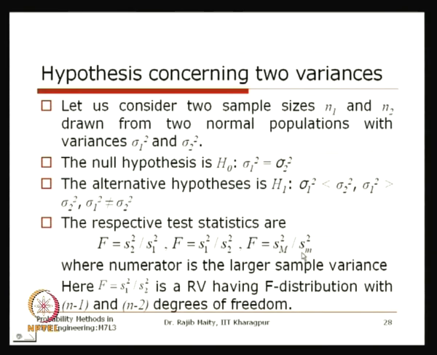So, if we can ensure that, then we can say that the F statistic follows the F distribution with the first degrees of freedom being the larger sample size minus 1, and the second degrees of freedom being the smaller sample size minus 1. This is not 2, this is also 1. So, these are the 2 degrees of freedom for that F distribution.